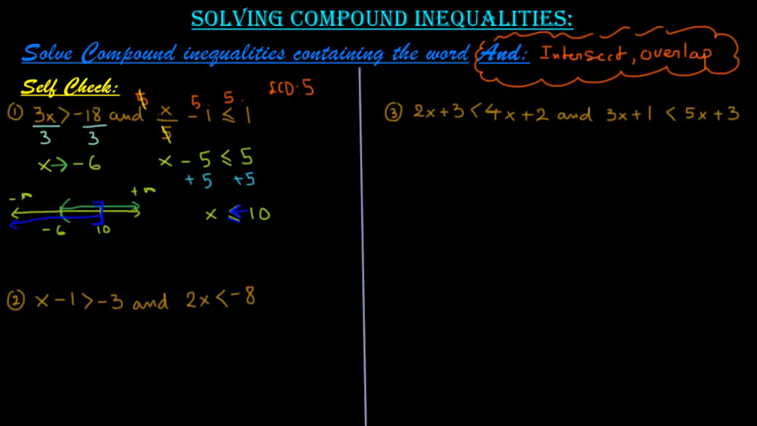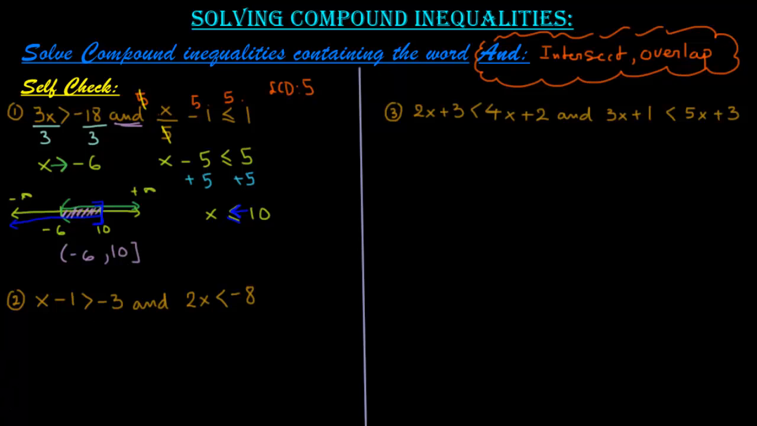Okay. So with the AND problem, we're looking for the overlap part. So they overlap from negative 6 to 10. So my answer is negative 6 to positive 10 with the brackets.